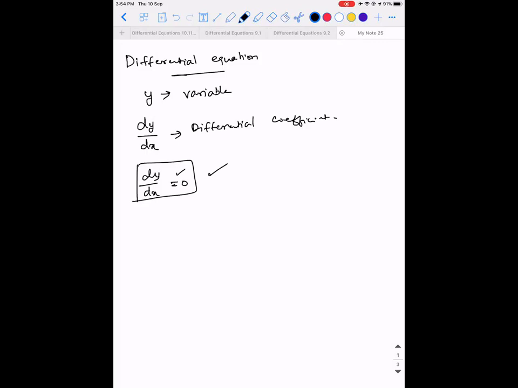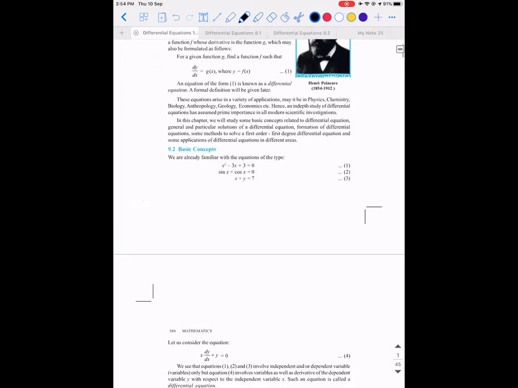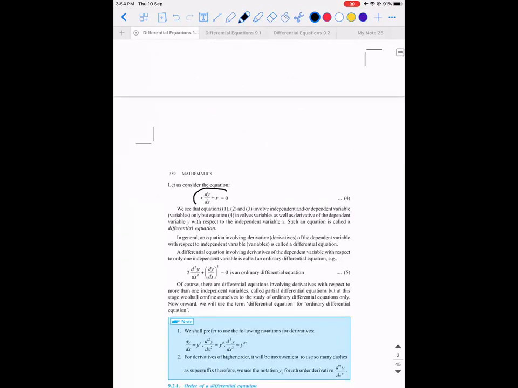Yes, sir. Okay. So this is a very, very simple aspect. We are already familiar with equations of this type. There's a trigonometric equation. There's a linear equation in two variables. In a similar way, if you consider an equation like x into dy by dx plus y is equal to 0, then this equation is called a differential equation.